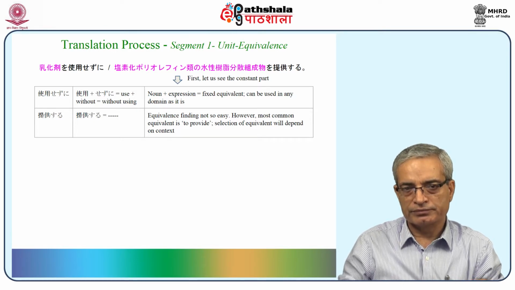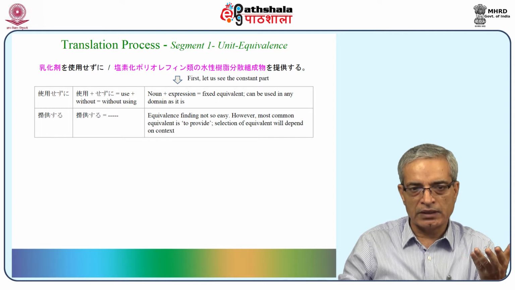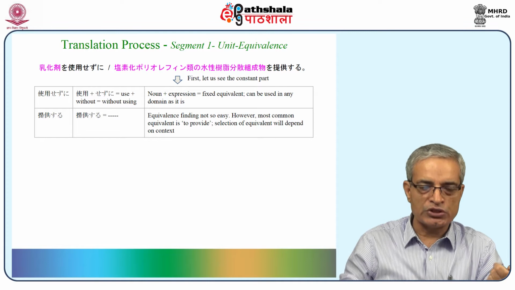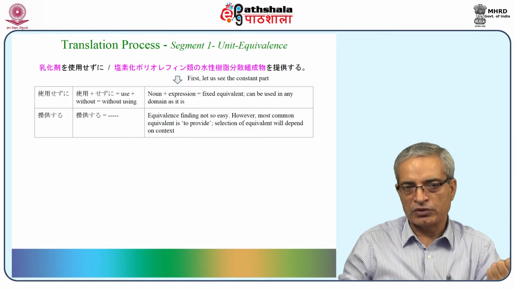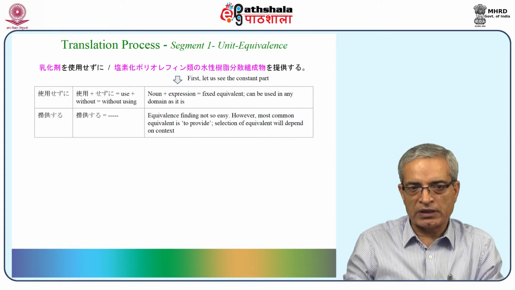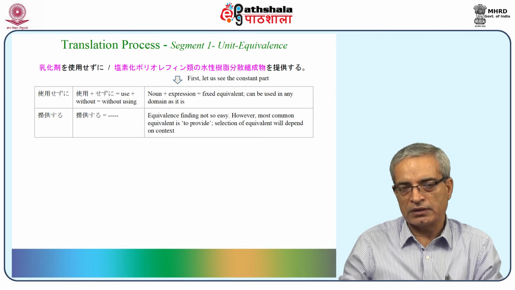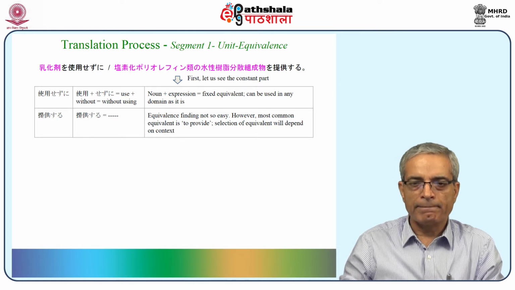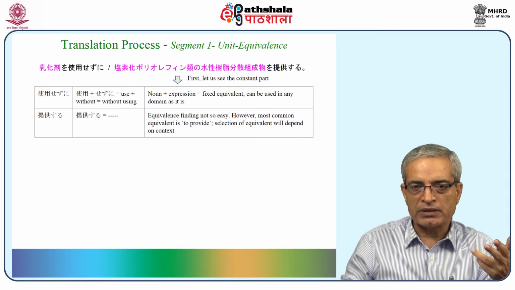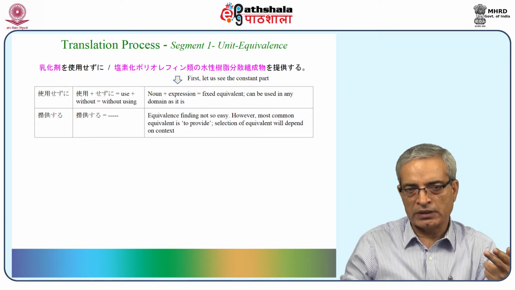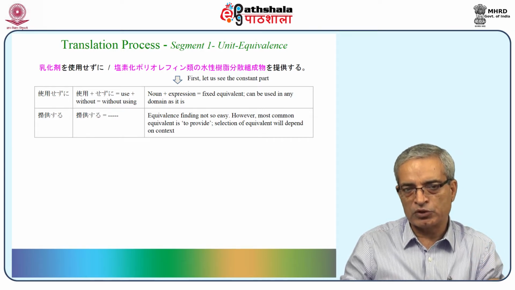So it's quite simple. And if we handle it, it's shio sezuni. Sezuni is universal. Shio sezuni also is actually a universal type of unit, but sezuni can of course go with something else also. And teikyo suru is a simple verb basically, but its equivalent is quite difficult to pick from the dictionary. So mostly in patent you have to go by the context, and in the case of patent normally it will be to provide.